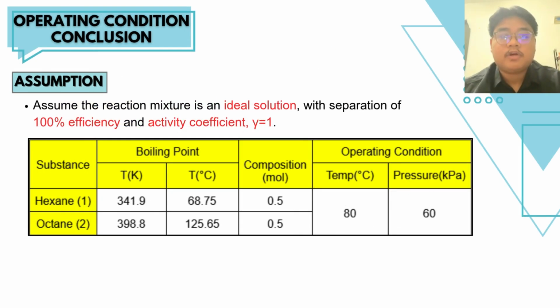Now, moving on to the operating condition conclusion for our flash separation system that is calculated from the process and composition. For this analysis, we assume that the reaction mixture behaves as an ideal solution, meaning there is no deviation from Raoult's law and the activity coefficient is equal to 1. We also assume 100% separation efficiency to simplify our calculation and focus on the theoretical design.